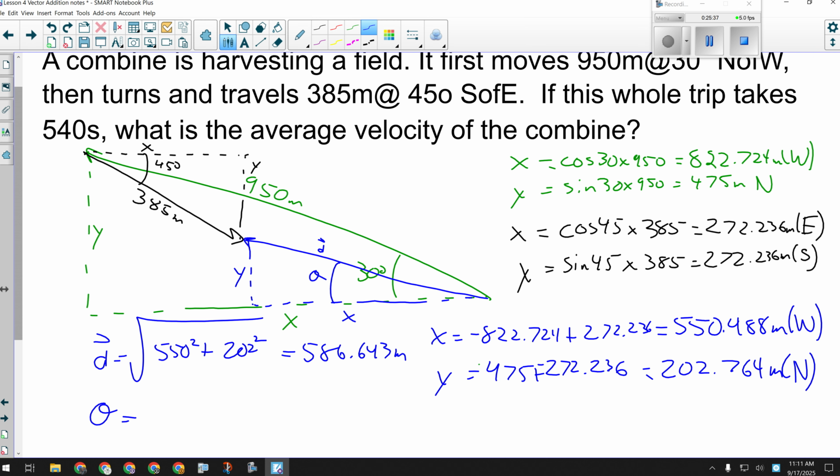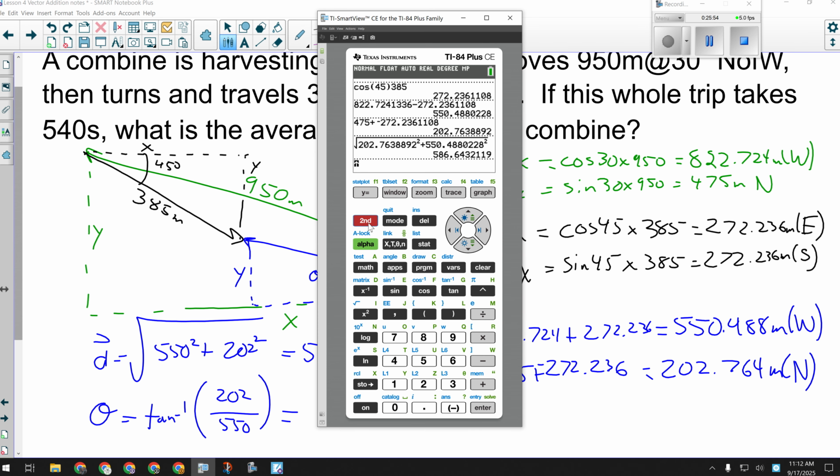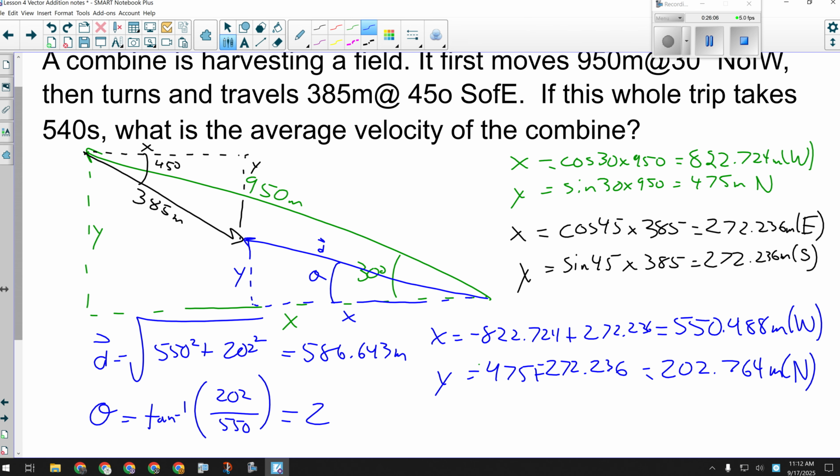The way I drew my triangle, you could have drawn yours the other way, totally fine. Y is opposite of x. So I'll go tan to the -1 of the 202 divided by the 550. So I got 20.22 degrees. And for me, that is north of, which way is this? West.